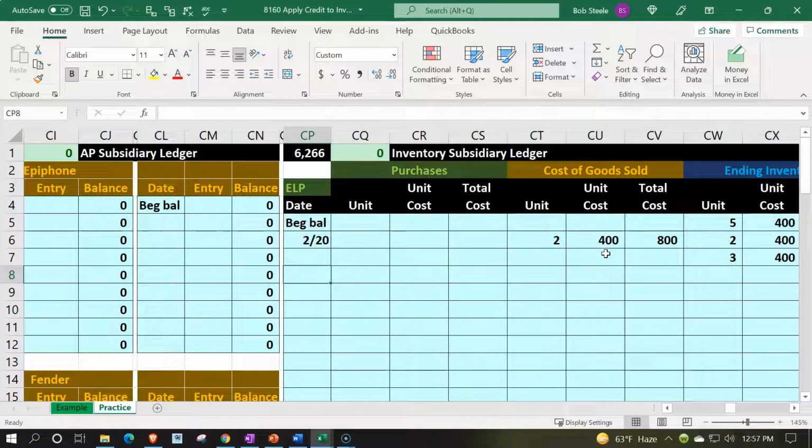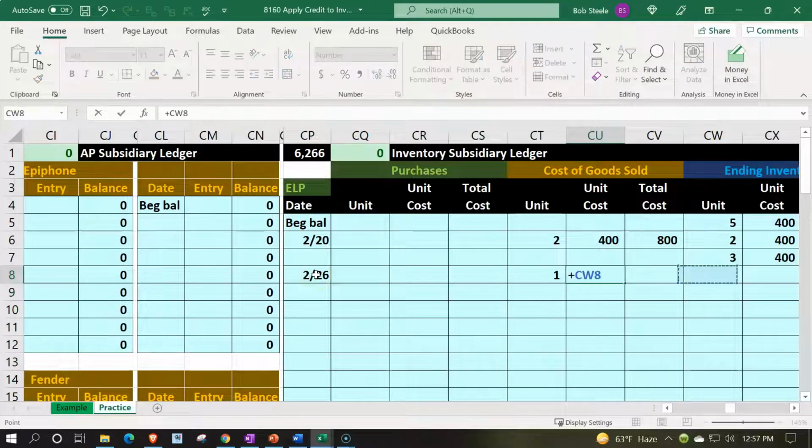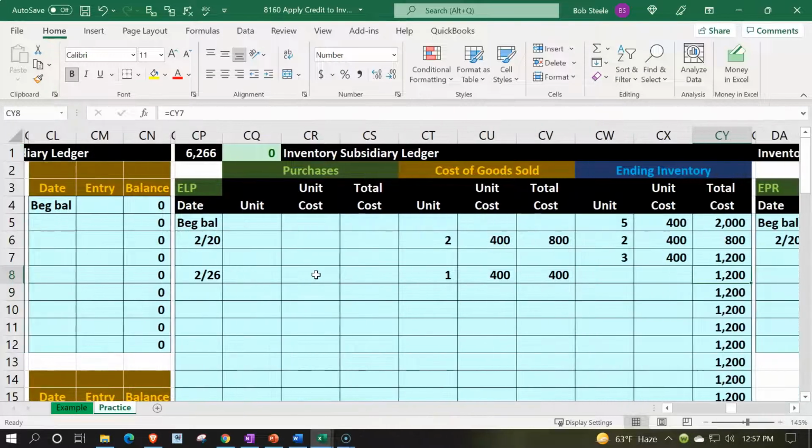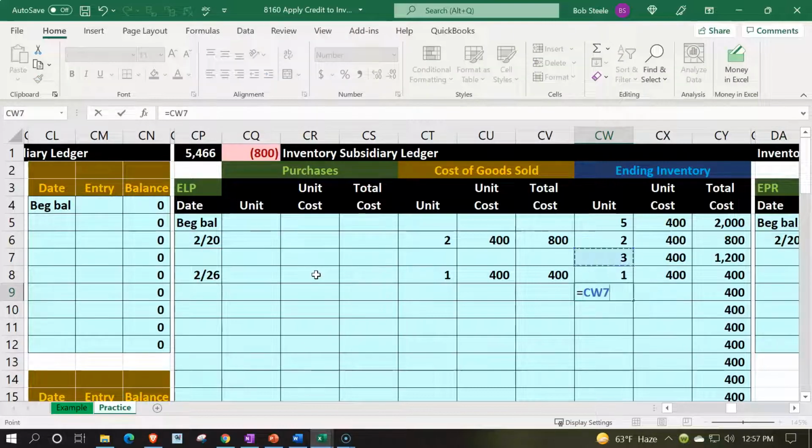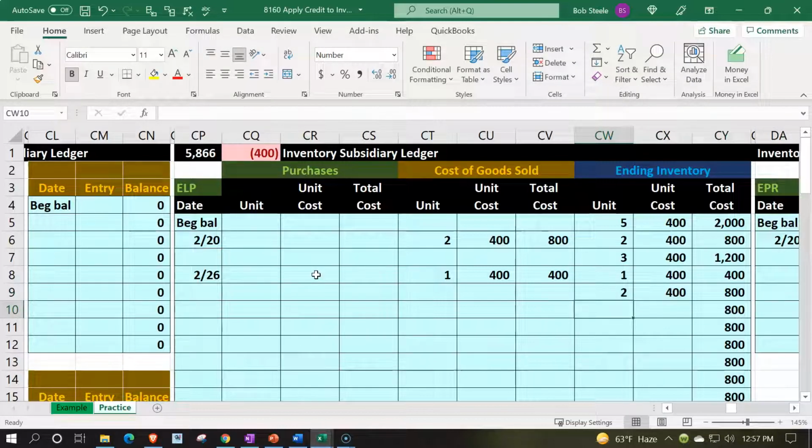So this is going to be on, what did I say the date was again? The date was 2/26. So I'll say 2/26. We're going to sell one of these. They cost $400. So 1 times 400 is 400. The ending balance is going to be 400. And then 1 times 400 is 400. We had 3. Now we sold 1. So we got 2 left at the 400. Multiplying these out, we're now at the 800 left over after we're out of balance from the trial balance by the 400.